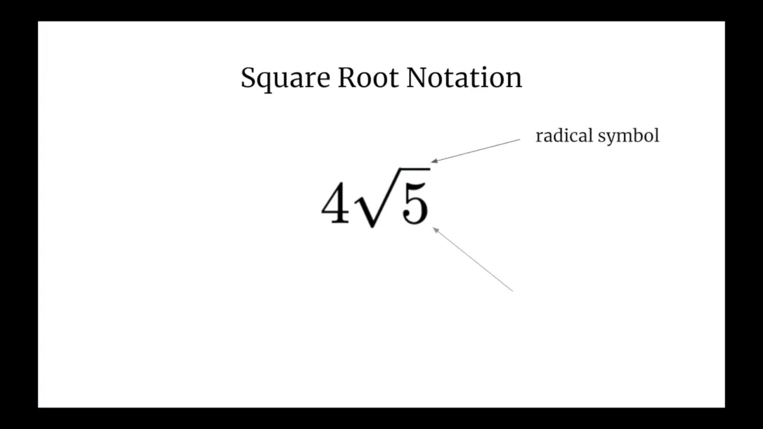The symbol that looks like a check mark is called the radical symbol. The number inside the radical symbol is called the radicand, and the number in front of the radical symbol is called the coefficient.